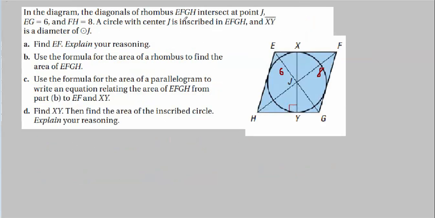Now they've given us a rhombus with a circle inscribed and a little bit of information. The information they gave us is that this diagonal has length 6. This diagonal has length 8. Now they want us to find EF. That's this side right here.